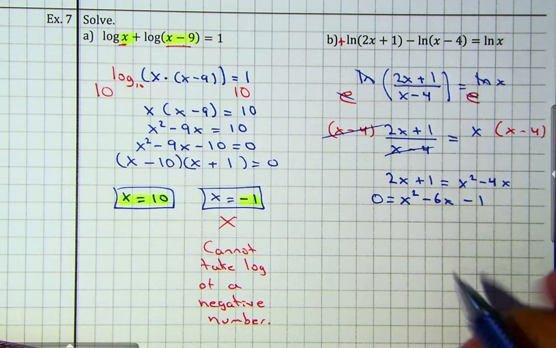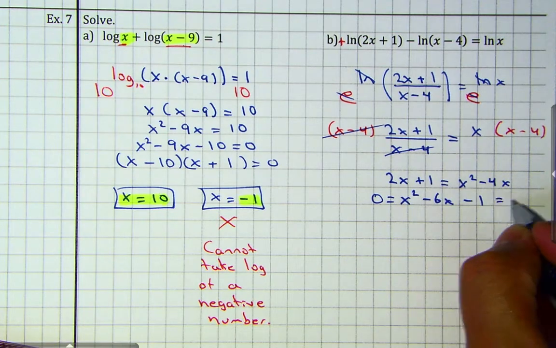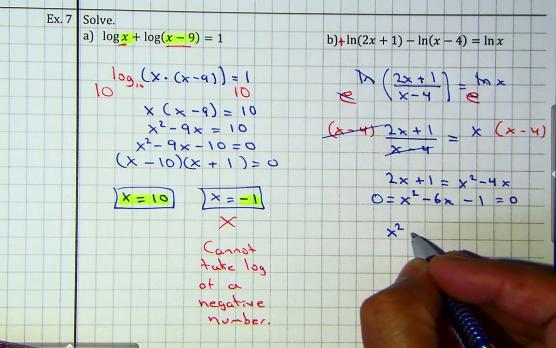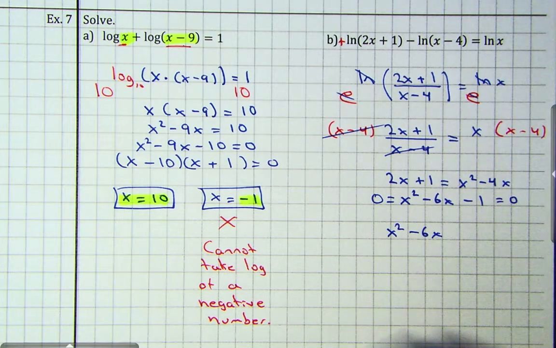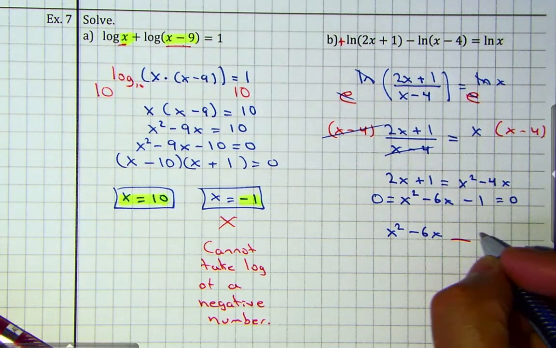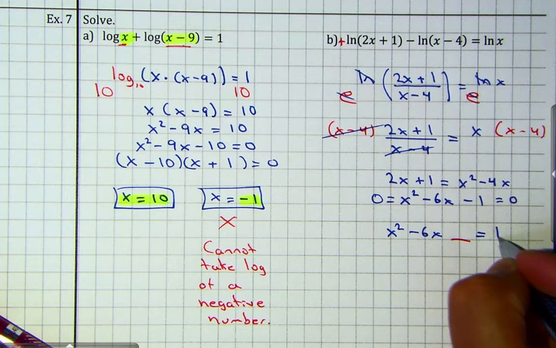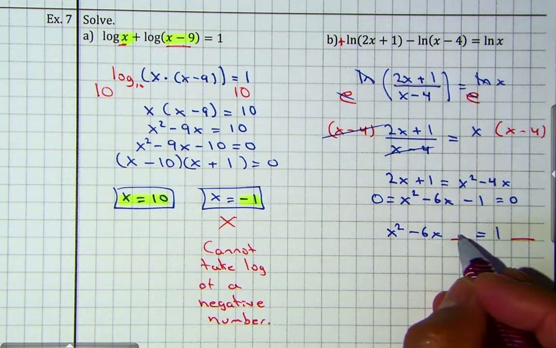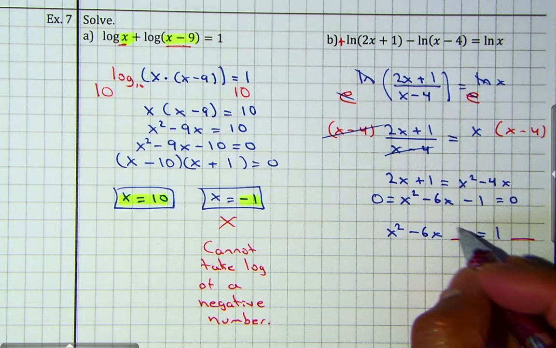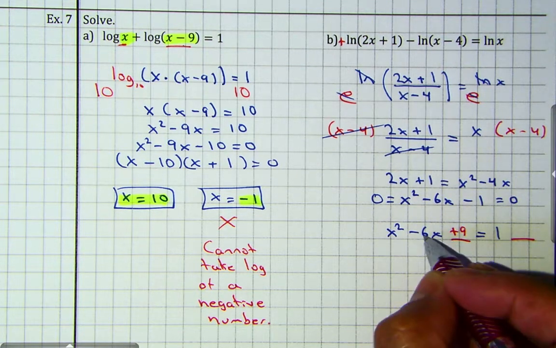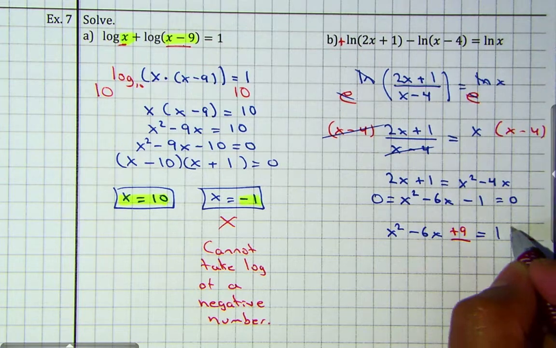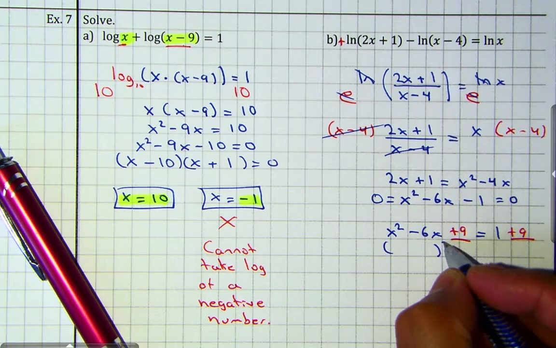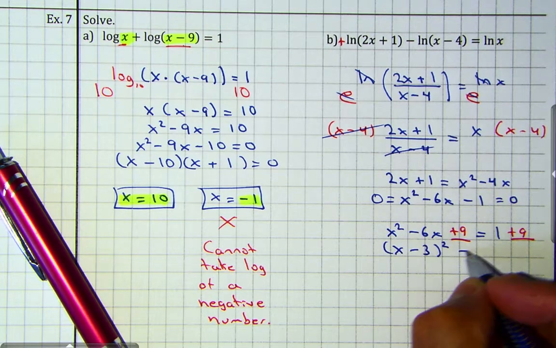Let me rewrite it. I'm going to place my equal sign over here. I'm going to move my 1 to the right and end up with x squared minus 6x. I'll leave some space for one number to go here. Correct, plus 9. Half of negative 6 is negative 3, squared gives me plus 9. So therefore, this will be x minus 3 squared equals 10.